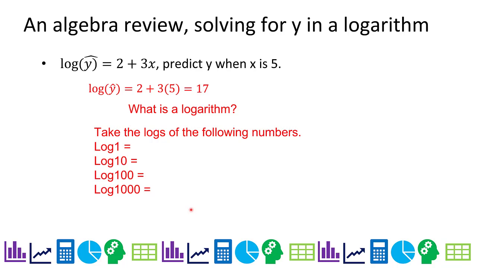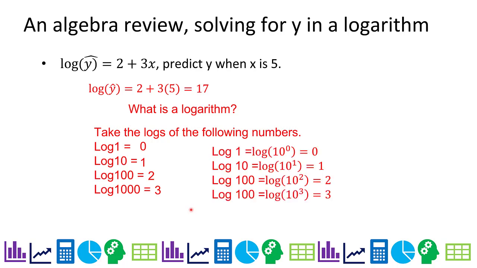If you take the log of 1, you're going to get 0. If you take the log of 10, you're going to get 1. If you take the log of 100, you get 2. And if you take the log of 1,000, you get 3. Hopefully you're noticing a pattern, right? You're like, oh, it's kind of like the number of zeros. And where did the number of zeros come from? Well, these are powers of 10.